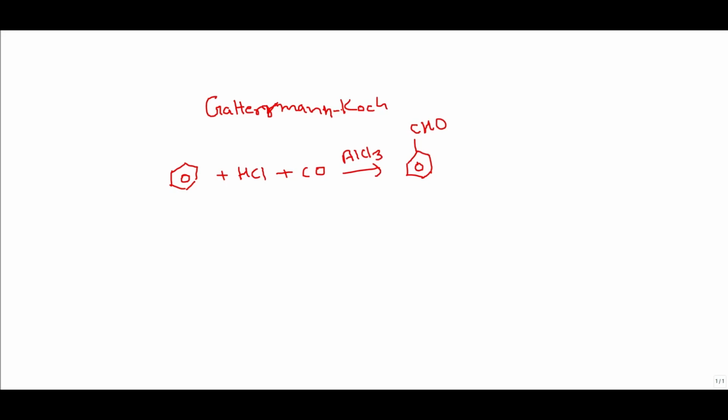Today I am discussing Gattermann Koch reaction. This reaction is similar to Gattermann reaction. The difference between Gattermann and Gattermann Koch reaction is that in Gattermann reaction HCN with HCl is used to produce an electrophile, while in Gattermann Koch reaction carbon monoxide molecule is used with HCl to produce an electrophile.